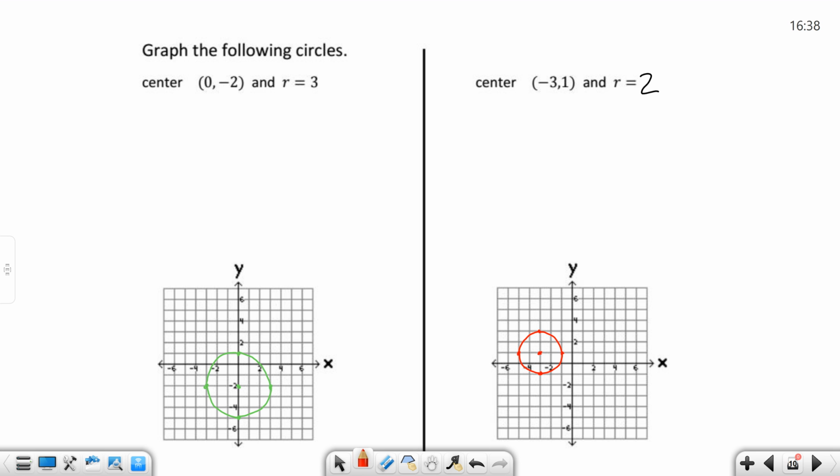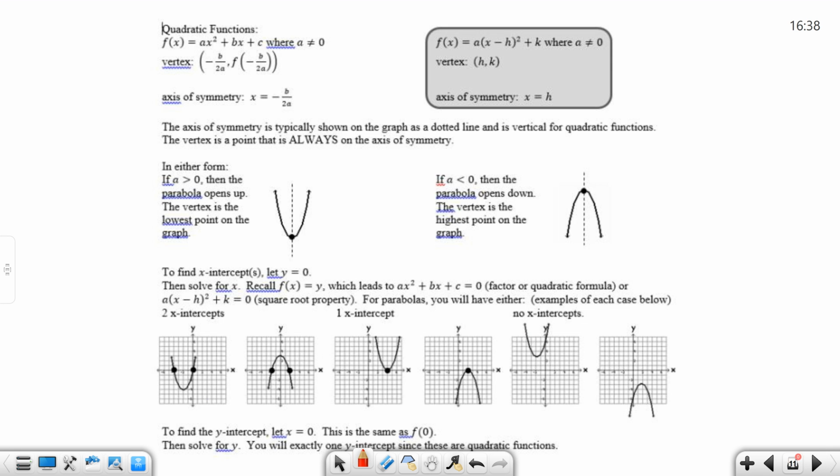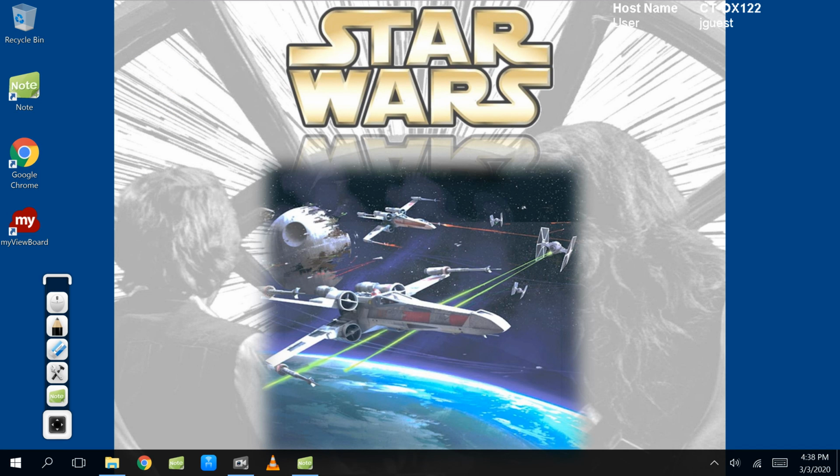So as we get ready to turn the page here, we go to the next thing. This is parabolas, and we will actually pick up with this on Thursday.